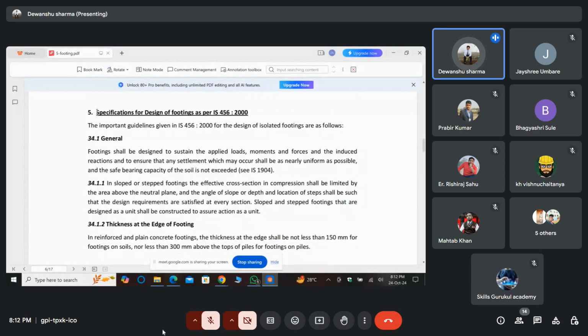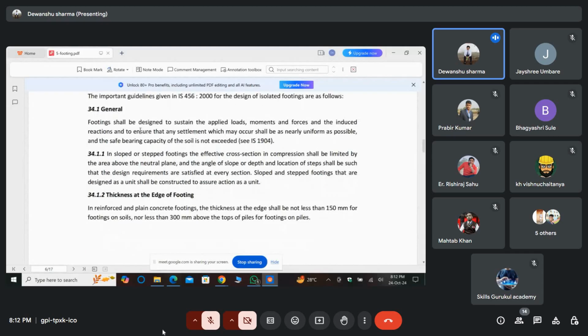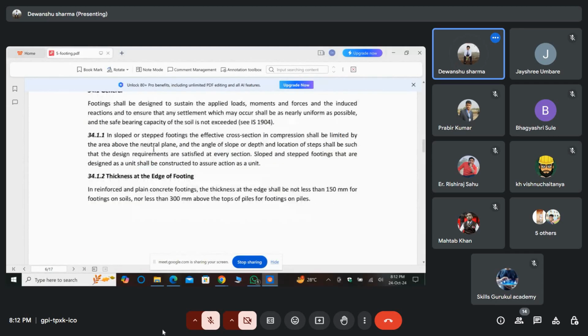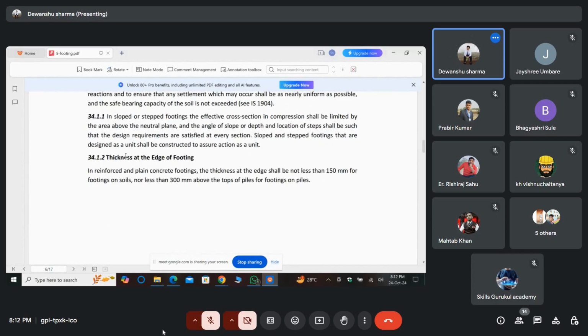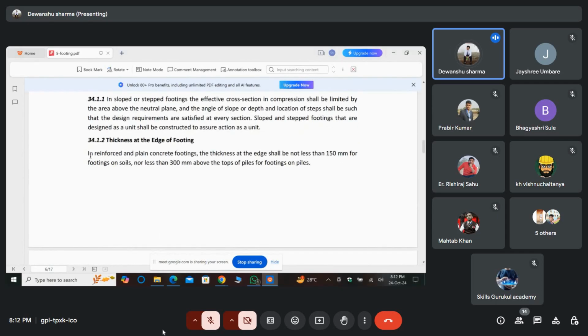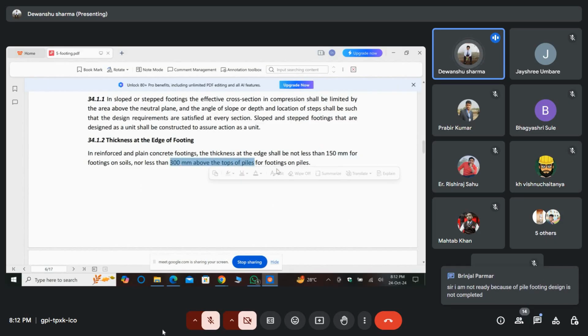So here are the specification for design of footing as per Indian Standard Code 456/2000. In general, footing shall be designed to sustain applied loads. So here we are in the designing phase. First of all, we have to decide thickness at the edge of footing. In reinforced and plain concrete footing, the thickness at the edge shall not be less than 150 mm for footing on soil and not less than 300 mm above the top of piles.